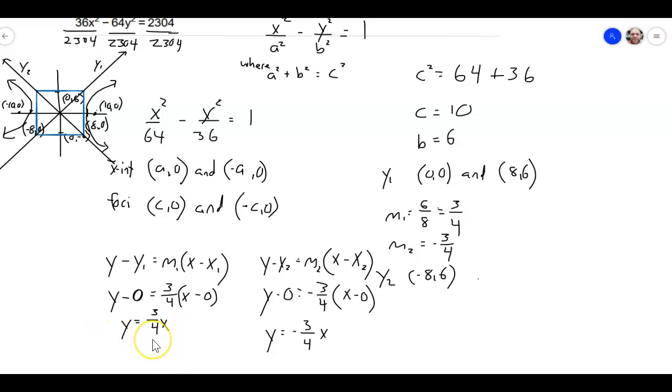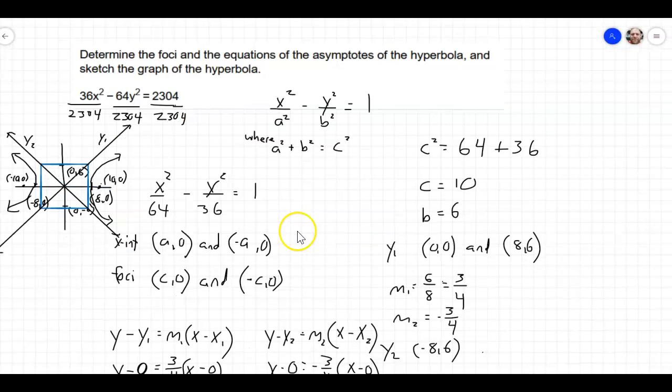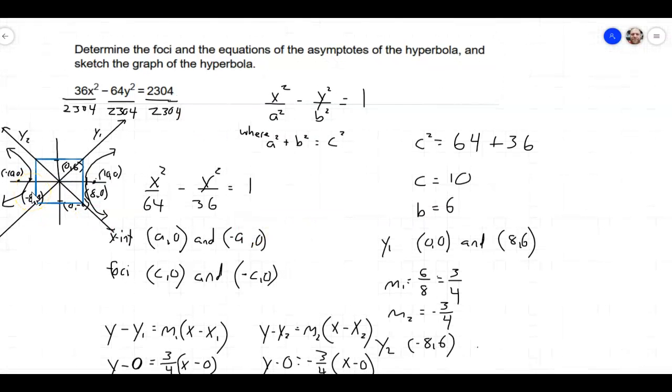All right, guys, so that's everything here. Just double check. A lot of work, but we sketched the graph, found the foci. Those are the 10, 0 and the negative 10, 0. We found the equations of the asymptotes of the hyperbola, and we are good.